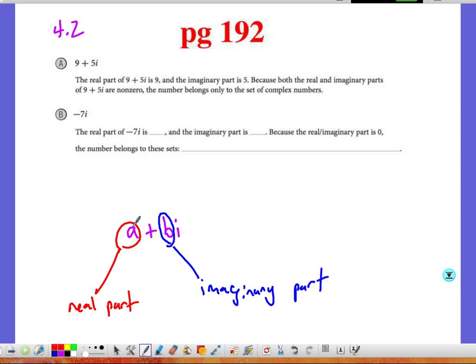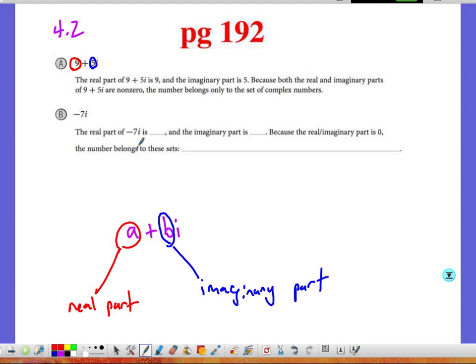Alright, so if we take a look at example a, 9 plus 5i, the real part is 9, and the imaginary part is 5, which is right next to i. This part right there. Because both the real and imaginary parts of 9 plus 5i are non-zero, the number belongs only to the set of complex numbers. Okay.